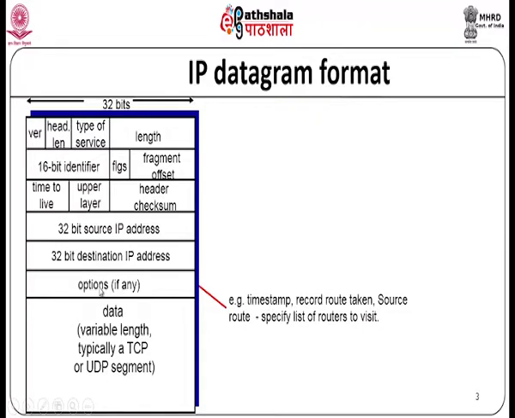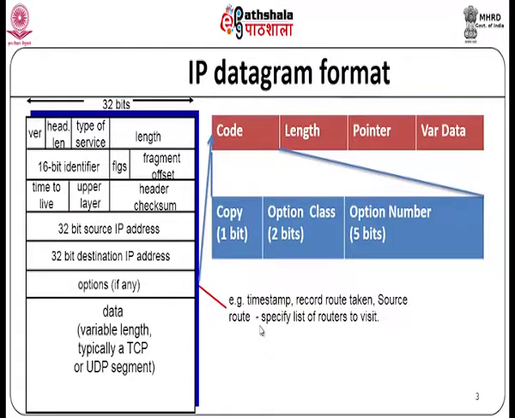If you look at this options field, there are various types of information that can be gathered or specified in it. You could have timestamp information that can be recorded, you can record the route taken, and you can specify some source routing options. These are options that are provided in IP, and how these are used is of course up to the user or the network administrator or a network designer and so on. The options field basically consists of all this information.